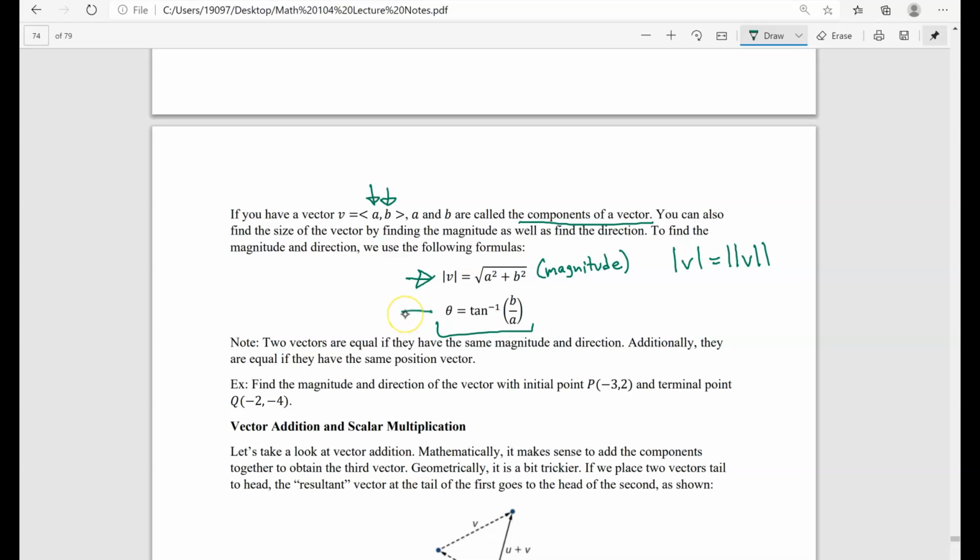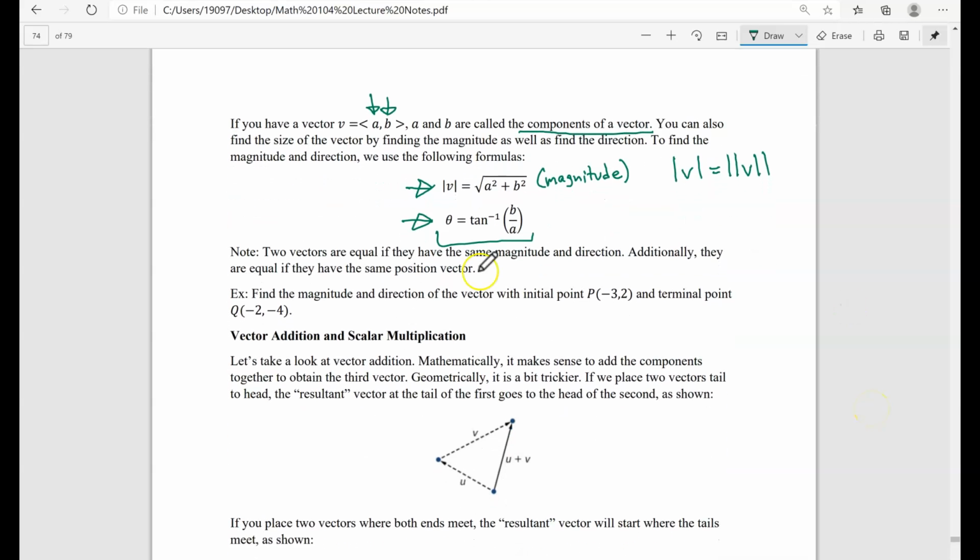These vectors have a lot of tie-ins with complex numbers. It's kind of the same as a complex number, but now we're just in a different plane. Two vectors are going to be equivalent if they have the same magnitude and direction. If the direction and the magnitude are the same, then they're called equal. Additionally, they are equal if they have the same position vector. If you have 2 different vectors in space, one over here and one over here, that look the same, and I place them at the origin and they're exactly the same, then they're also equal to each other.